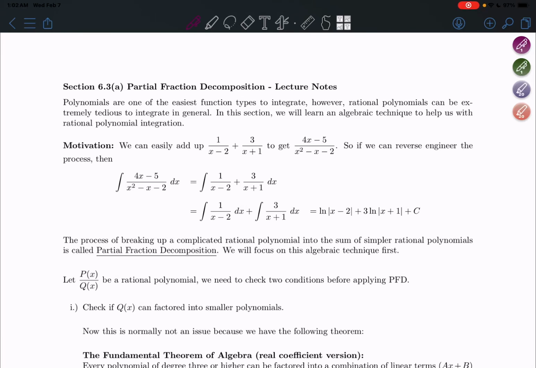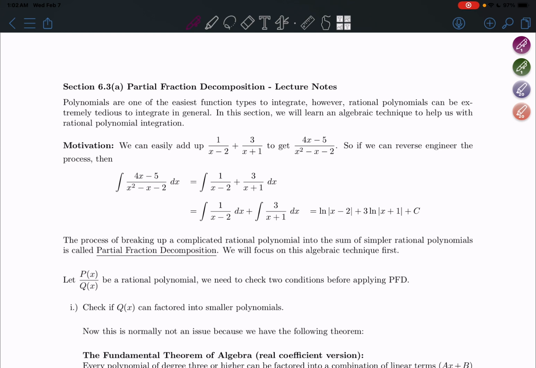For this one we're going to talk about section 6.3, which is partial fraction decomposition. And as usual for these kind of integration techniques, we're going to have to break up the video into two pieces. We're going to talk about the actual algebraic process of the partial fraction decomposition, and then in the next video we're going to go ahead and do some integration along the side with this new technique.